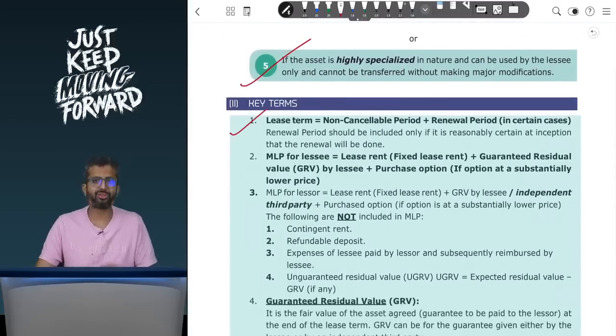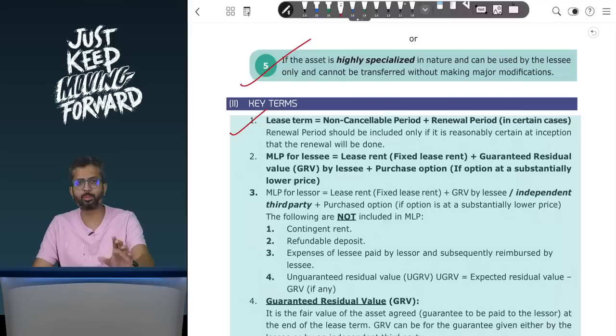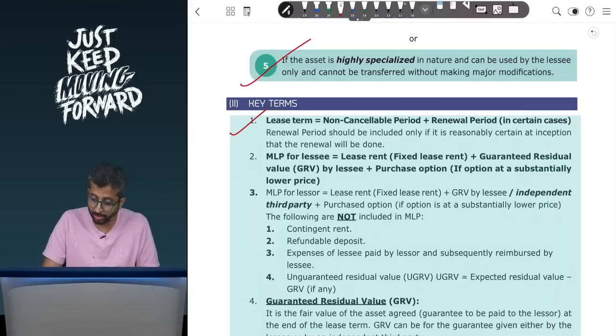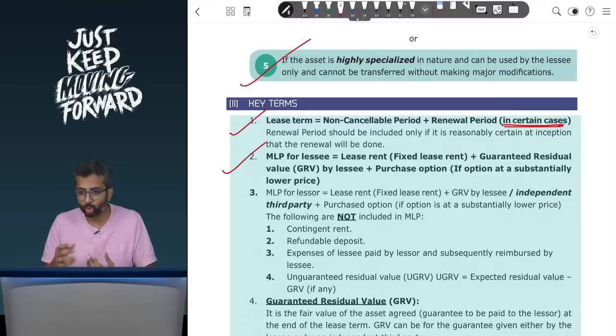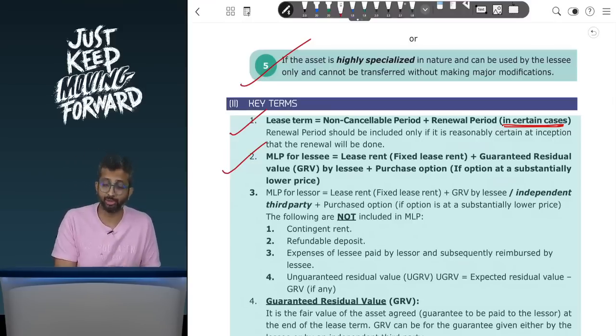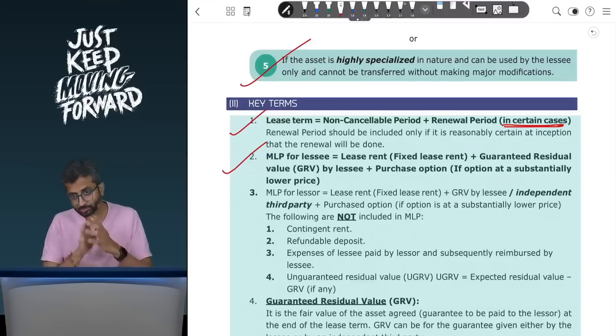That is, what is a lease term? Well, that is a non-cancelable period plus renewal period, only if it is reasonably certain that the renewal will happen. MLP, minimum lease payments, will include the actual lease rent agreed, the fixed rent, plus something called a guaranteed residual value that the lessee has to pay. Unguaranteed residual value will not be taken.